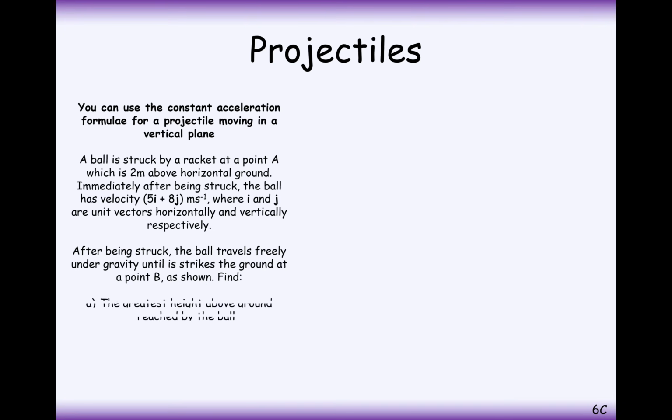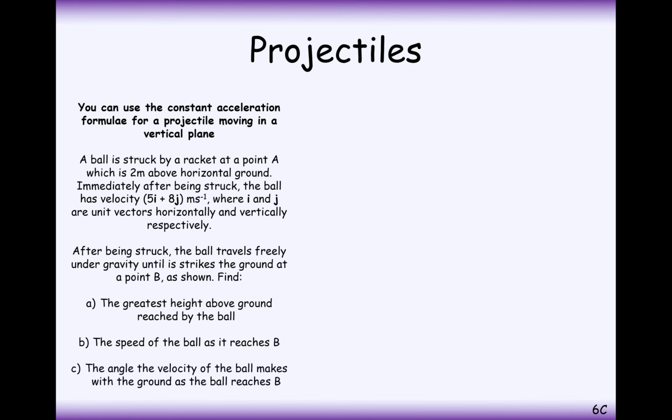We've got the horizontal speed, we've got the vertical speed, no resolving necessary. After being struck, the ball travels freely under gravity until it strikes the ground at point B. Find the greatest height above the ground reached by the ball and the speed at which it reaches point B. And part C here is the angle the ball makes with the ground as it reaches point B.